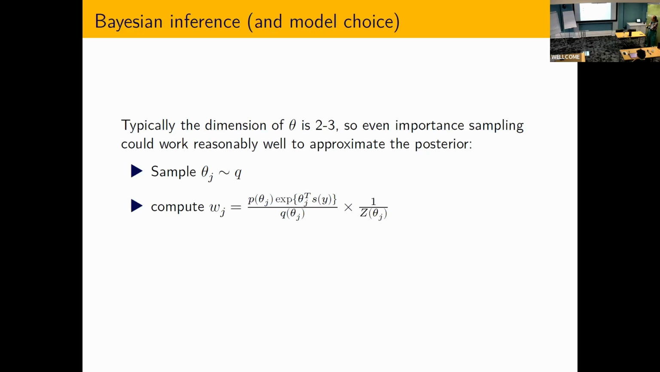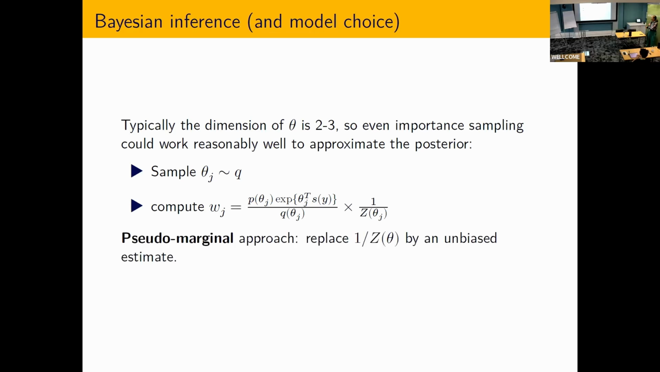This is your posterior then. I'll be focusing on the Bayesian inference setup. So this is your likelihood, this part over here. This is your proposal, and this is your prior on theta. Clearly, you cannot compute this because you don't know 1 over Z. But if we could replace this with an unbiased estimator, then we have a pseudo-marginal approach. So we have an unbiased estimator of the weights, and everything goes through in the usual way.